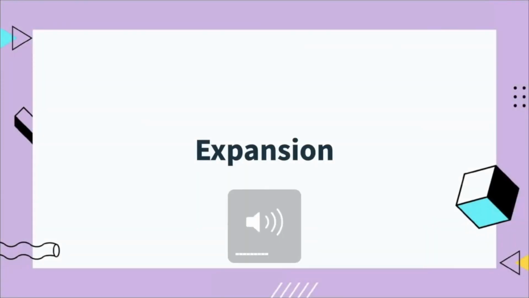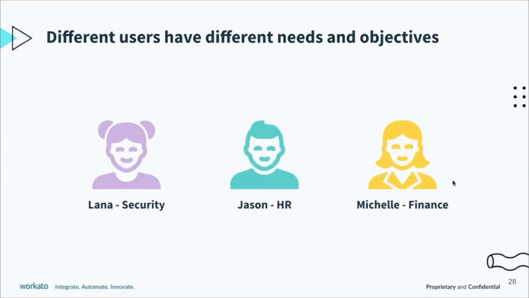Now that they've gotten started, you want them to expand and purchase more. And so the way to do that is by thinking about the users of your product. Oftentimes for products, you'll have different users and each of them will have different needs and different objectives with your product. So let's say a company is using Workato and they're a Workato customer.